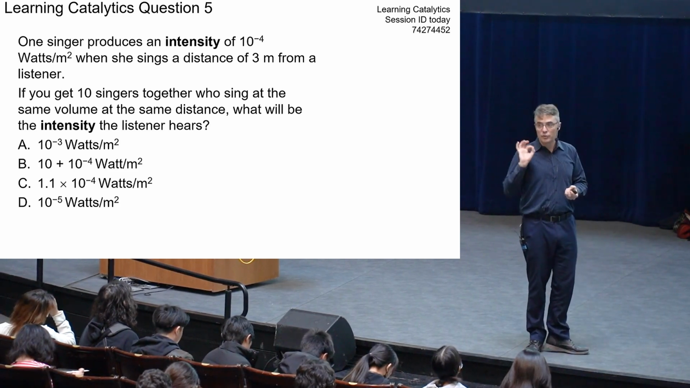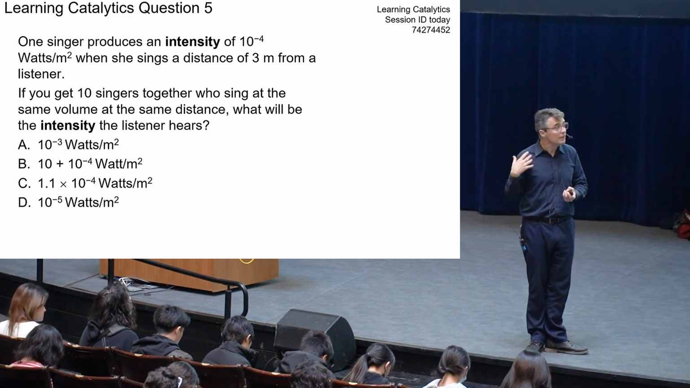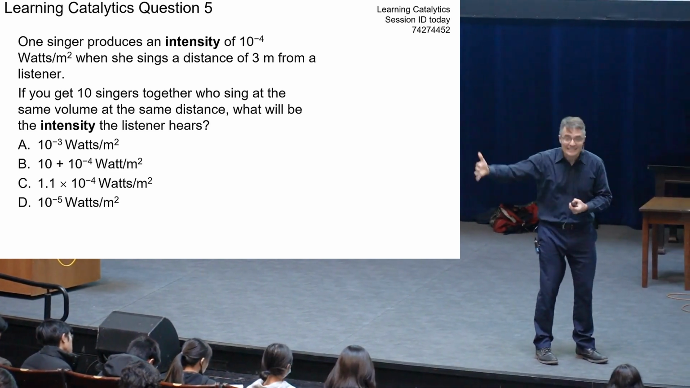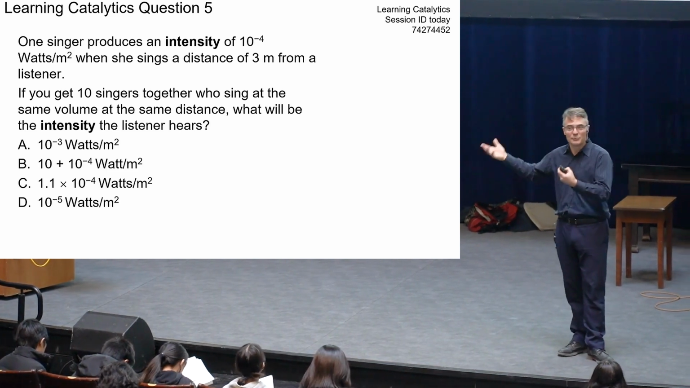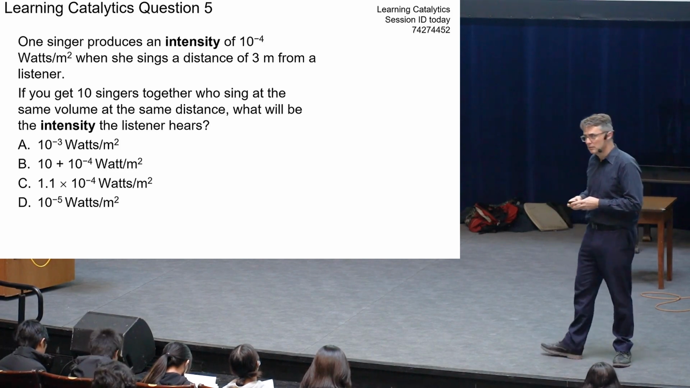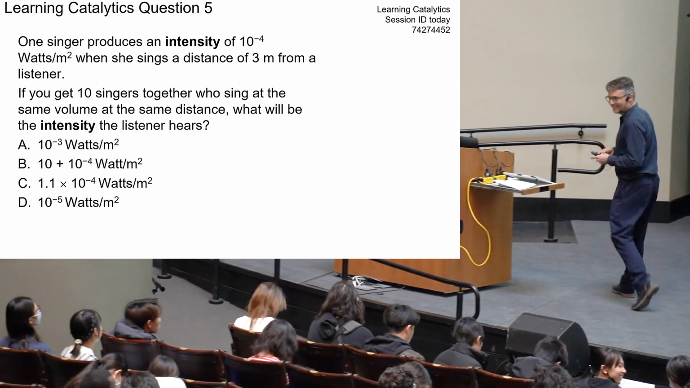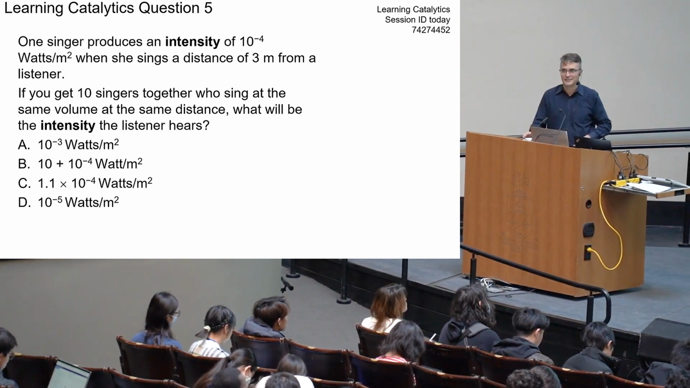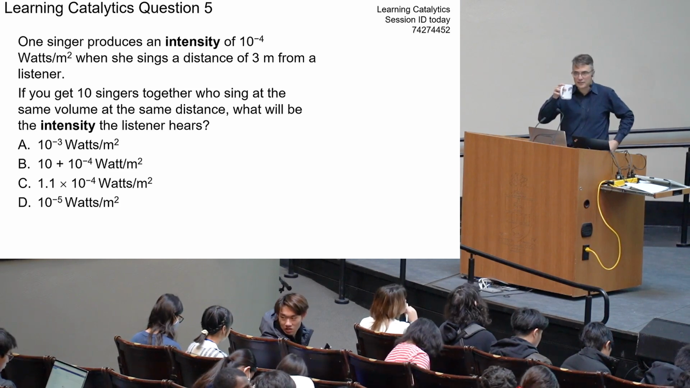One singer produces an intensity of 10 to the minus 4 watts per meter squared if you listen at a distance of 3 meters away from the singer. So if you had 10 singers all standing in a group, all singing with that same level of voice, what will be the intensity at 3 meters? Feel free to discuss with your neighbor. And pretty soon I'm going to ask about sound intensity level.